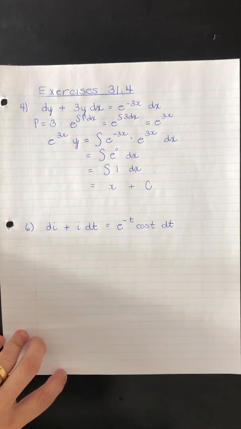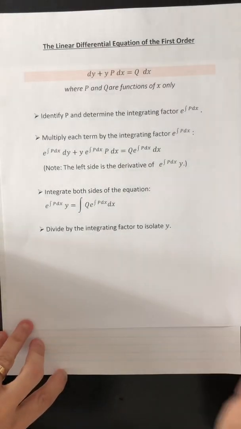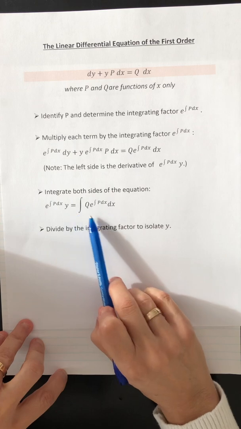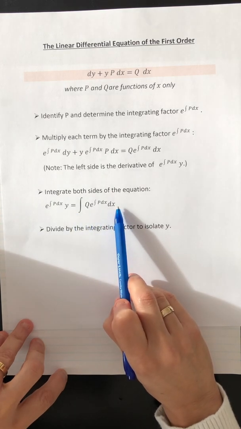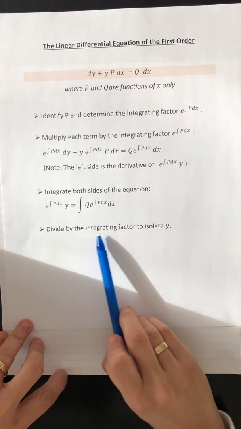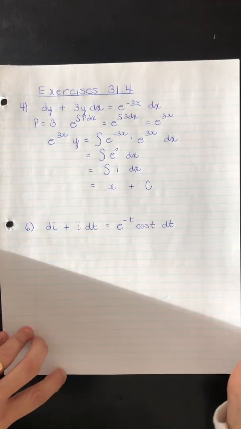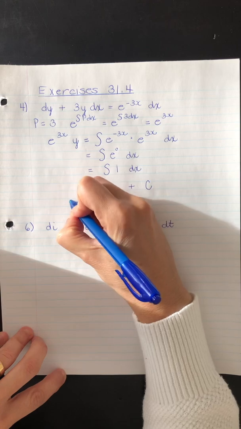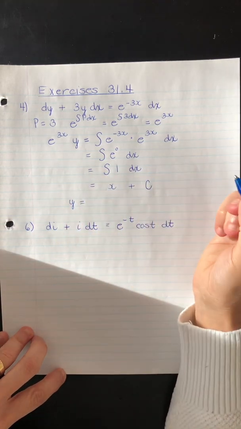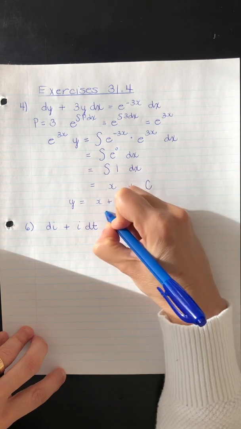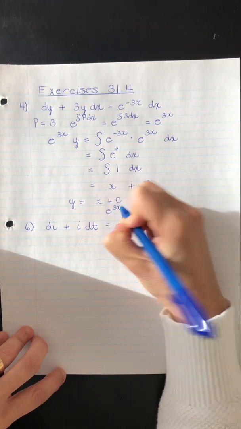So all we have to do now is the final step. Okay, so we've done this. We wrote the left side like this. We wrote the right side like this and performed the integration. So now all we do is isolate y. So how do we isolate y? We divide by e to the 3x. So y is x plus c divided by e to the 3x.